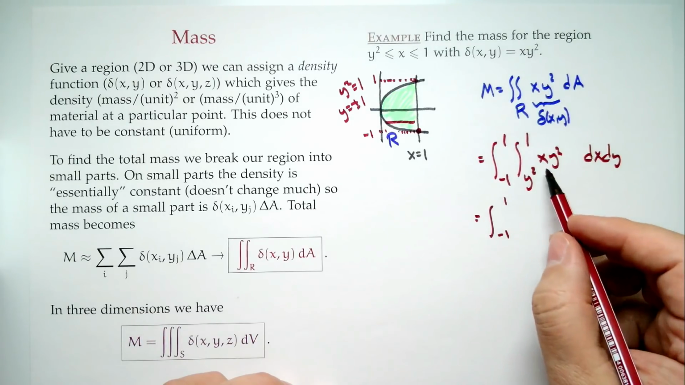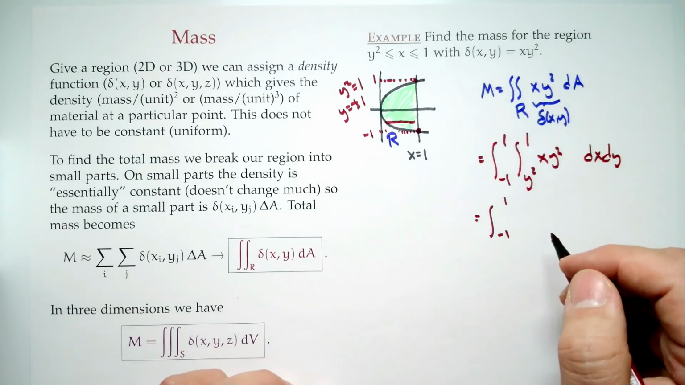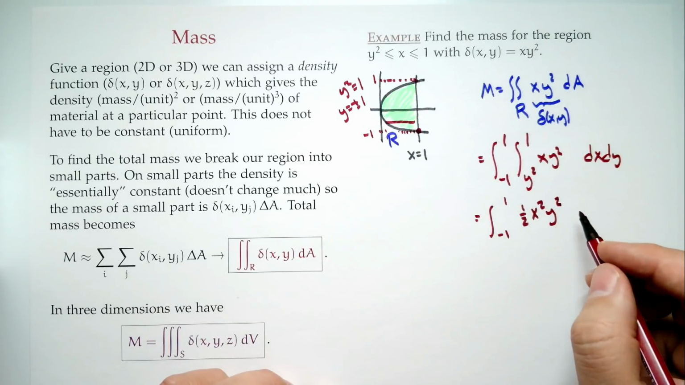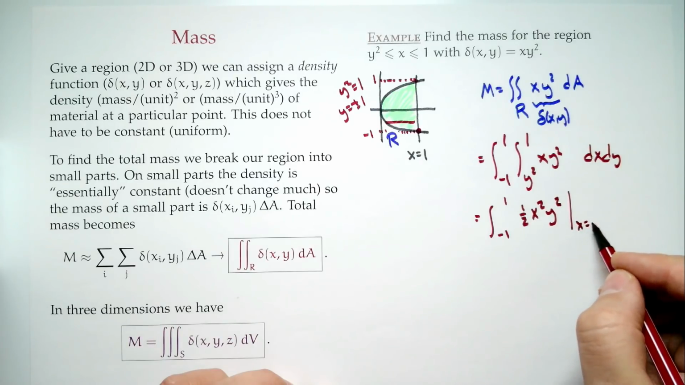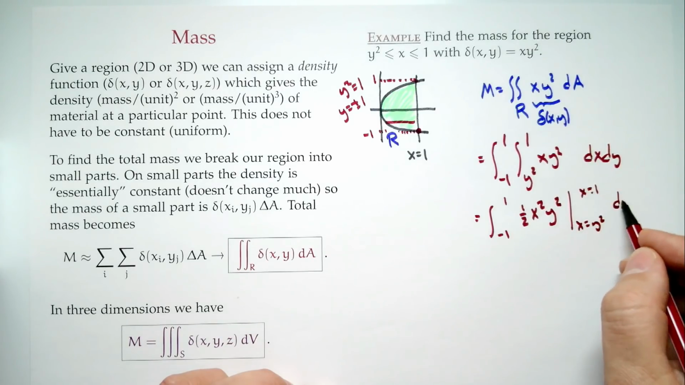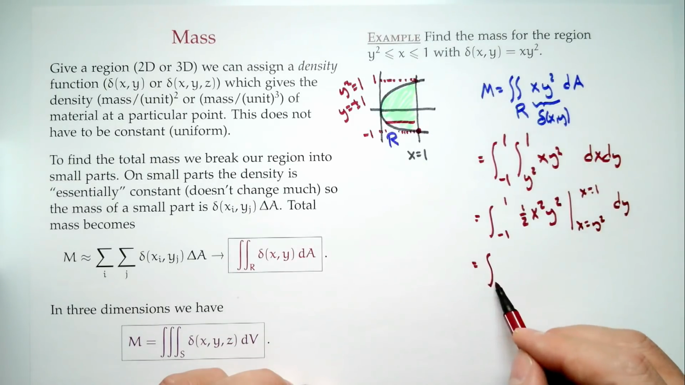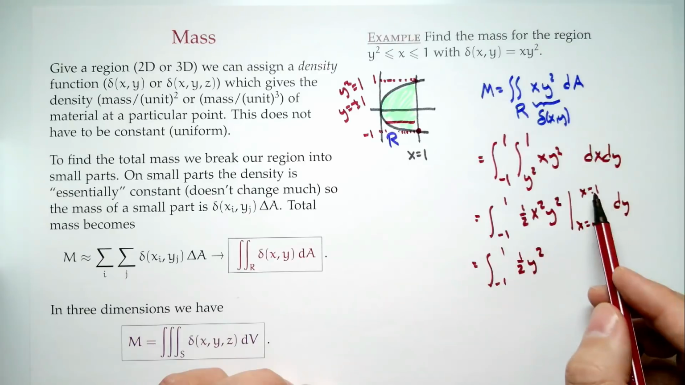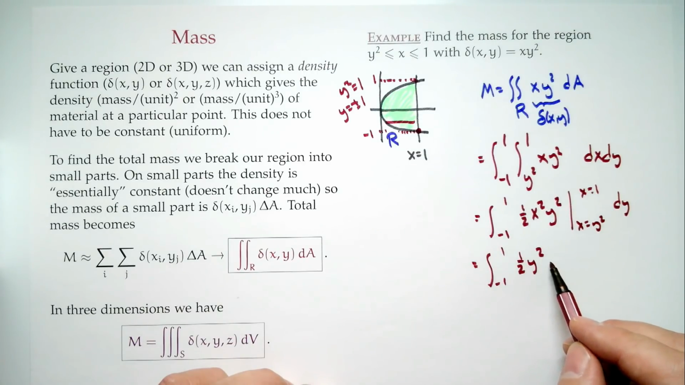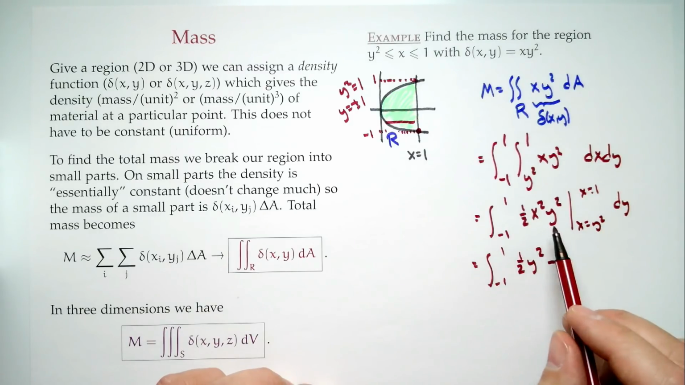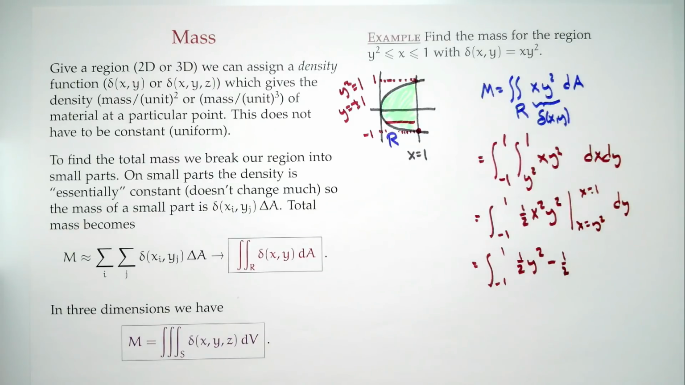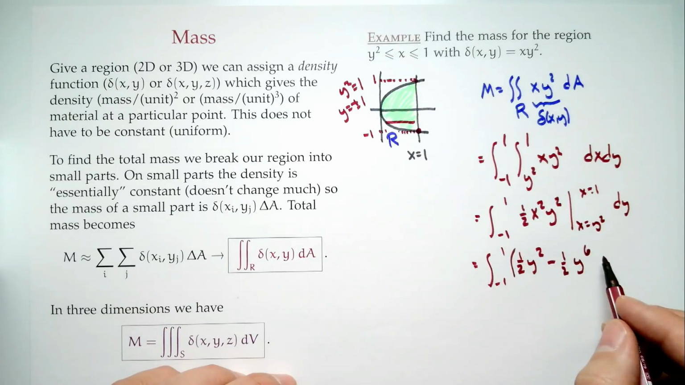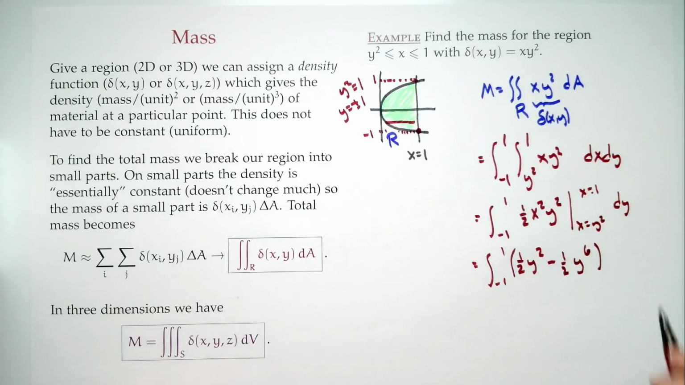-1 to 1. Integrate with respect to x. What do you get? 1/2 x squared. The y squared is a constant, stays as y squared. And I'm evaluating from x equals y squared to x equals 1 dy. We evaluate, -1 to 1. We'll have 1/2 y squared, when I plug in x equals 1, minus 1/2 y squared squared times y squared. It's a lot of y squareds. Put them all together, y to the 6. Okay, dy.